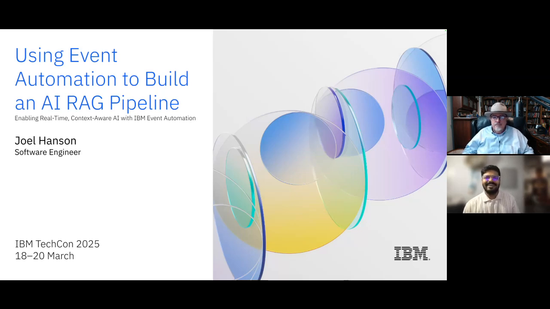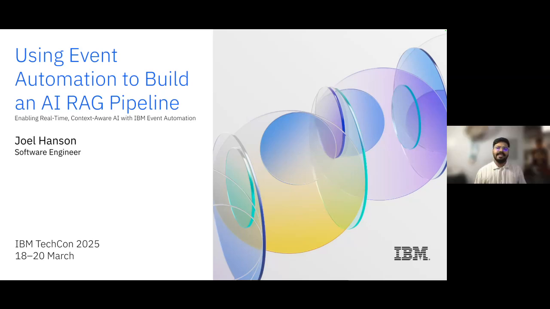Hello, everyone. It's great to be here today at TechCon 2025. My name is Joel Hansen, and I work as a software engineer under IBM Event Streams. I'm mainly focusing on the connector side of things in Event Streams. Today, we are going to explore one of the most exciting areas in AI, retrieval augmented generation, or RAG, which is powered by event automation.